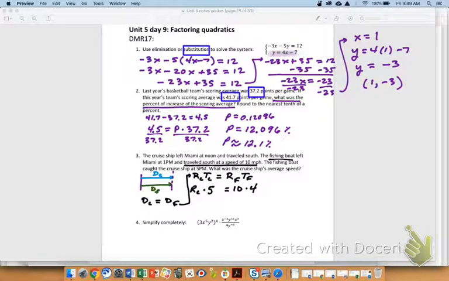So now I write 5 times RC equals 40. I divide both sides by 5, and I get rate of cruise ship equals 8, and it would be miles per hour. And that has answered the question, what was the cruise ship's average speed? Okay, and then lastly we have number 4.